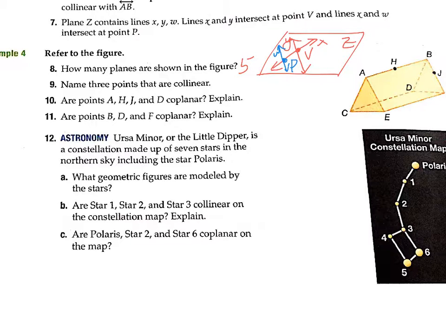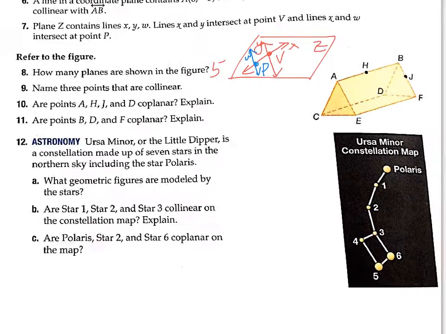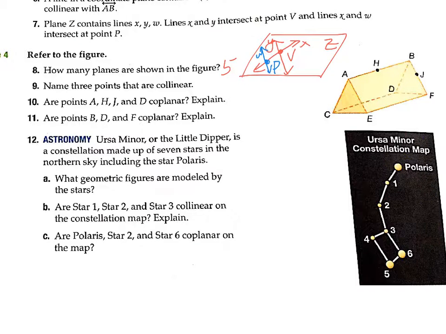Let's go to question 11. Are points B, D, and F coplanar? So let's find B, D, and then I have to move this over a little bit, and then F. Okay, so if they're coplanar, that means they're on the same face or side. Well, B, D, and F are on that triangle on the back here. So are they coplanar? And the answer would be yes, they are. So those are just some quick examples of Lesson 1.1 dealing with undefined terms.